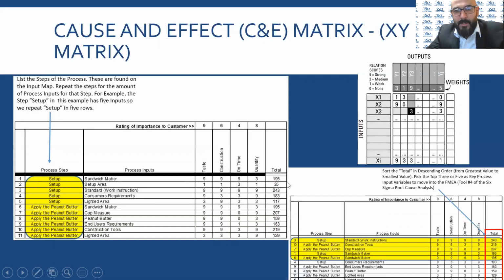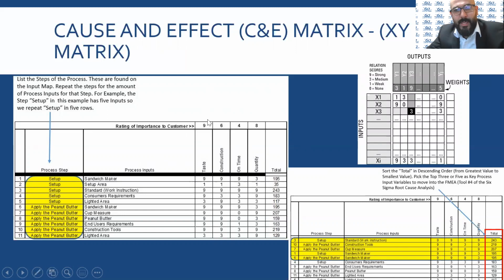And by doing that, you know exactly which one to focus on. So if you need to know where the 195, for example, is coming from, it would be 9 times 9 plus 9 times 6 plus 9 times 4 plus 3 times 8. That would give you 195. Okay, so this is the rating, the importance based on the customer: 9, 6, 4, 8.